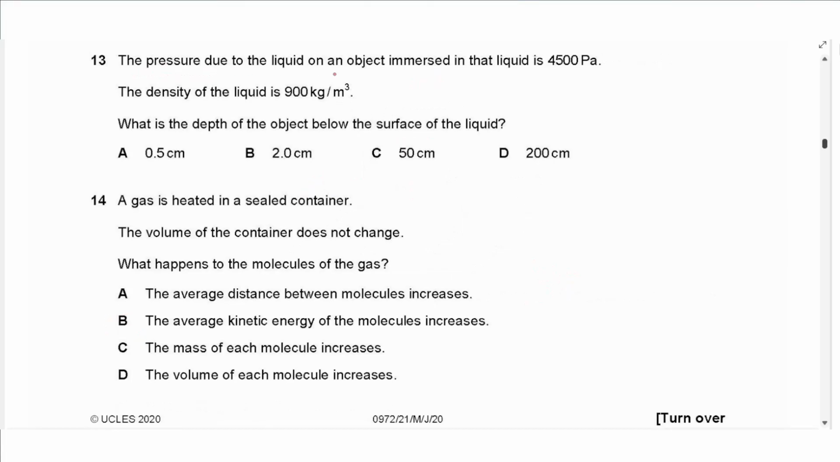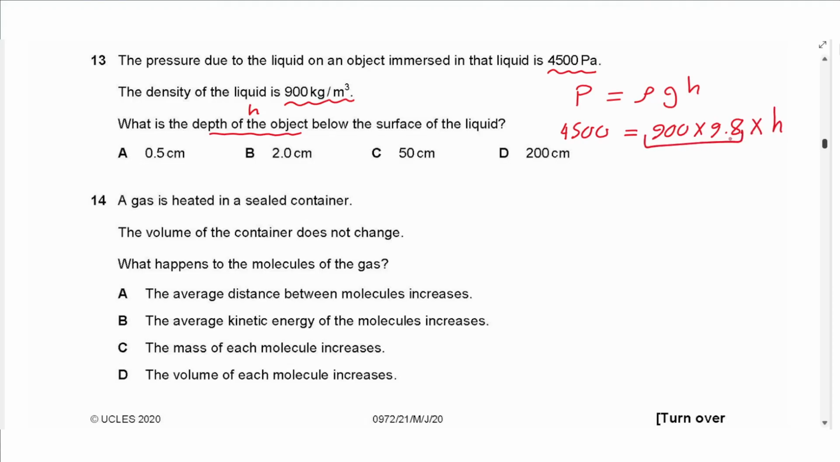Question 13 says, the pressure due to the liquid on an object immersed in that liquid is 4,500 pascals. The density of the liquid is 900 kilograms per meter cubed. What is the depth of the object, that's h, below the surface of the liquid? We can use the equation P equals rho g h. Pressure is 4,500, the density is 900, g is 9.8. Of course, in that year it was 10 meters per second squared. And we are required to calculate h, so we move these to the other side by division. That would give an approximate number of 0.51 meters. But the required answer is in centimeters, so we multiply this by 100. It would be 51 centimeters, so the closest number is 50 centimeters.